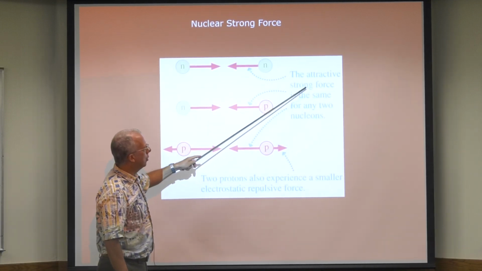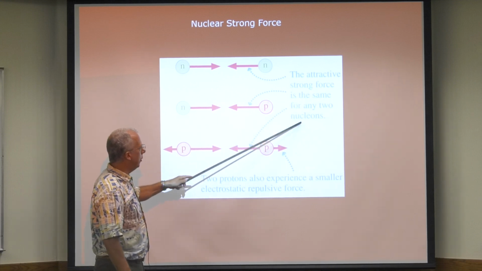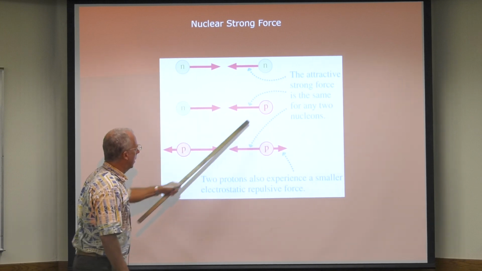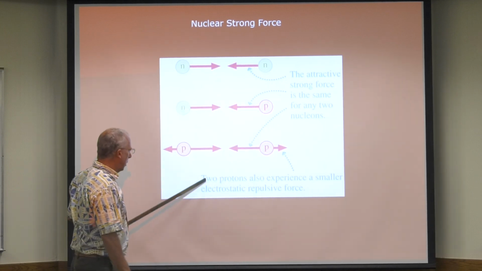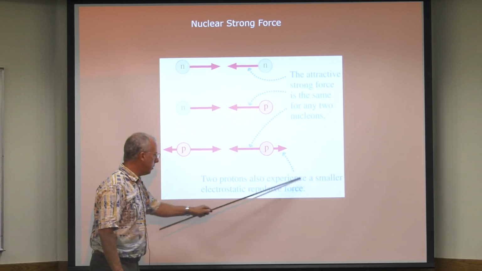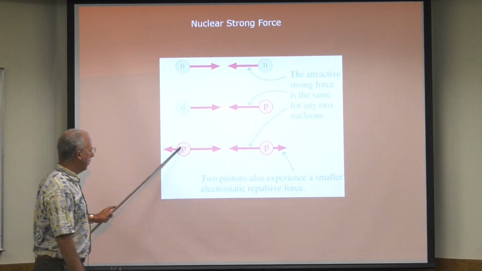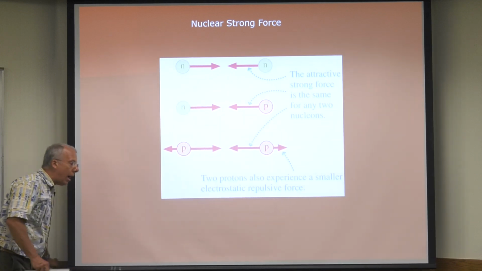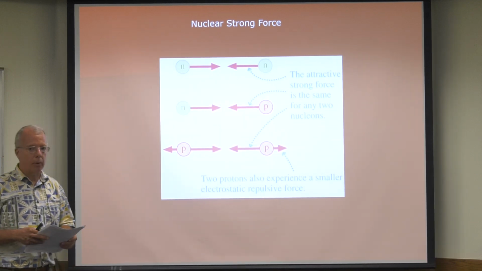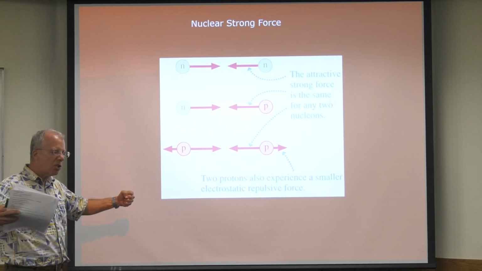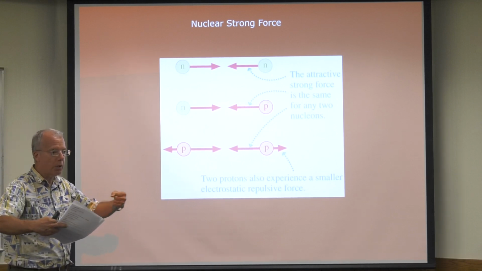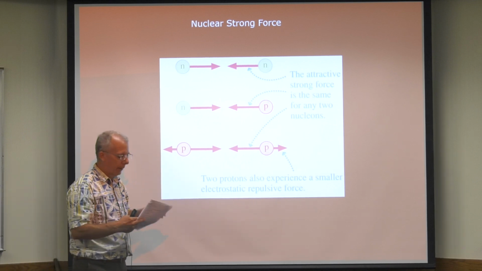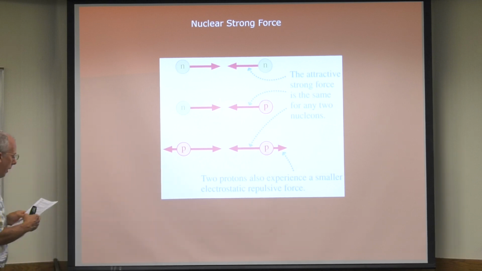Let's read it. The attractive strong force is the same for any two nucleons, right? See how the magnitudes are the same? However, two protons also experience a smaller electric repulsion, right? Okay. So that is why nuclei are stable, because there's this incredibly strong nuclear force that overcomes the repulsion and holds them all together, okay?